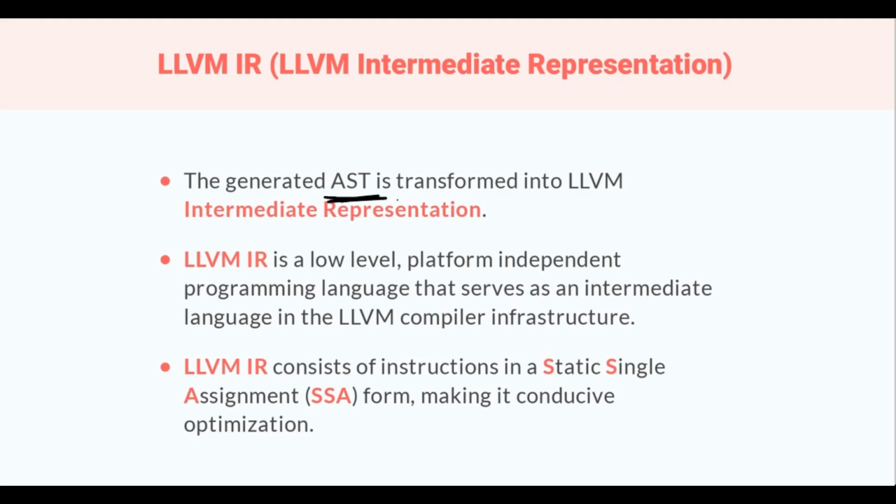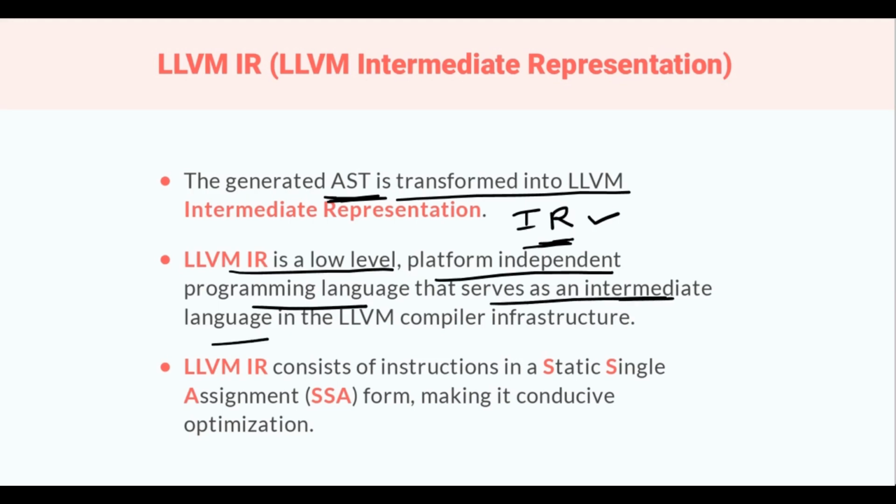Now this AST is transformed into the LLVM IR file, intermediate representation. Now the question is, what is IR? What is LLVM IR? LLVM IR is a low-level platform-independent programming language that serves as an intermediate language in the LLVM compiler. Basically it's a low-level programming language that acts as a mediator, as an intermediate.